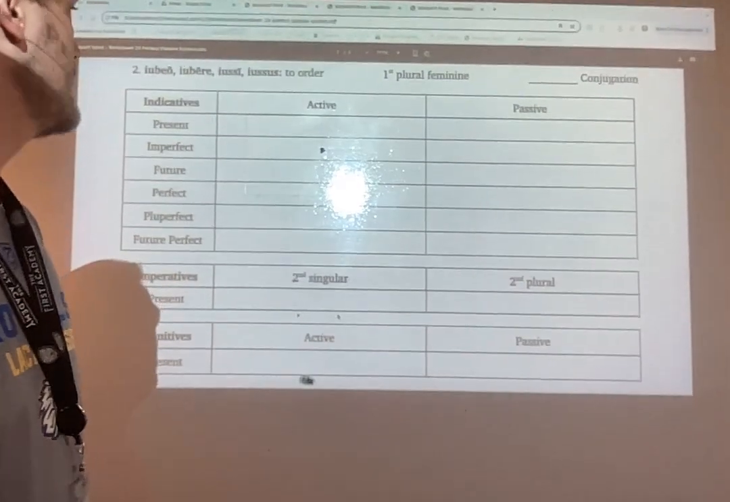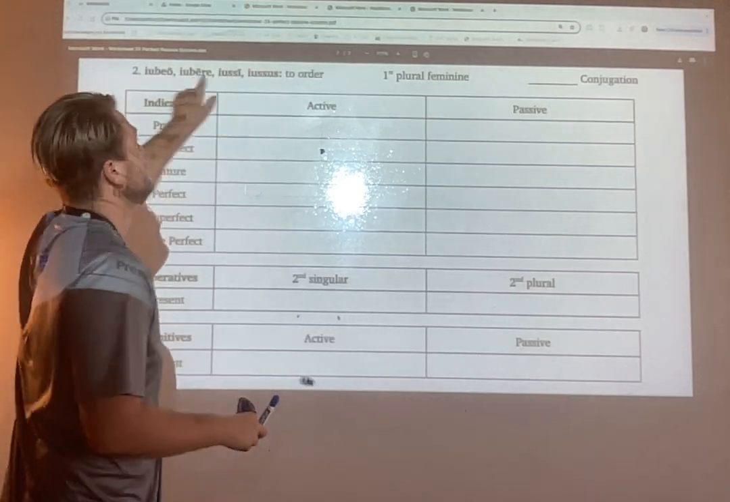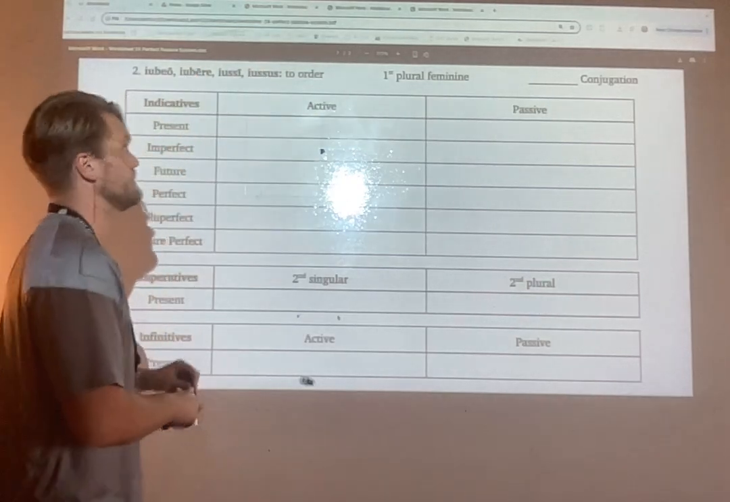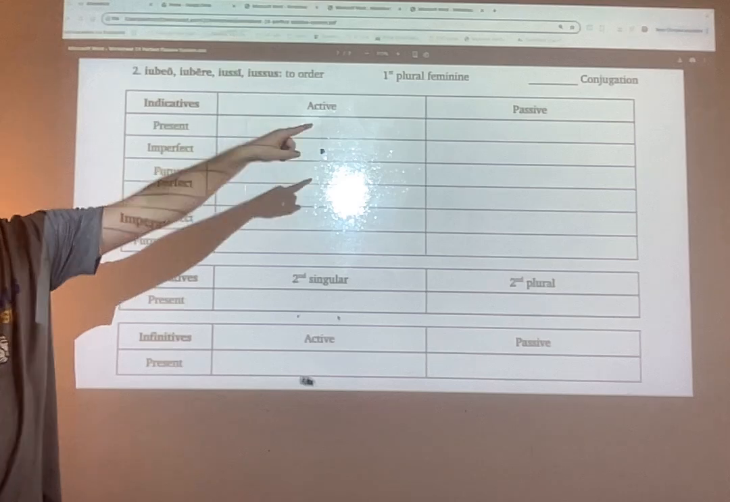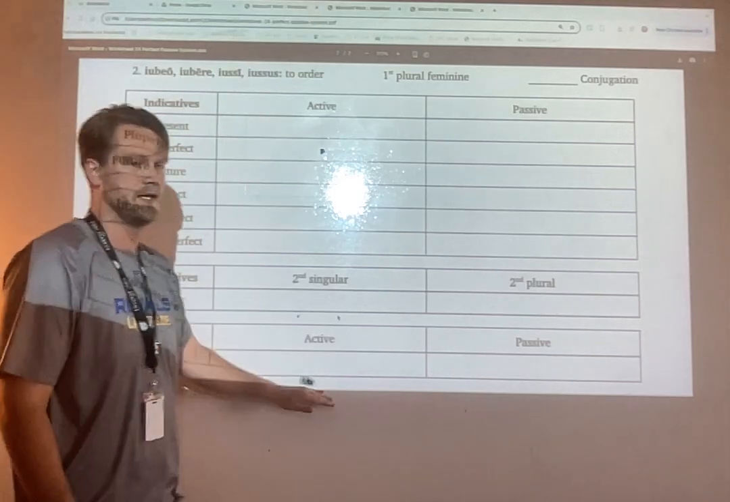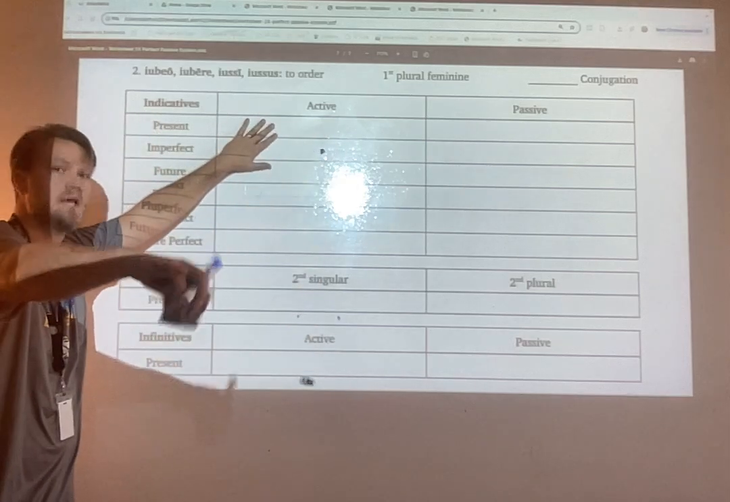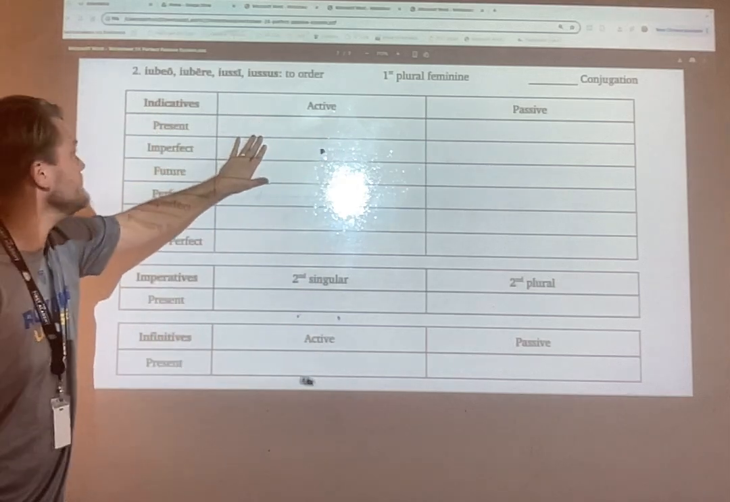All right, so iubeo, you guys have had. Iubeo, iubere, iussi, iussus. So iubere is second conjugation, and I wanted it in the first plural feminine. So here are your answers. You guys can check your work, or you can pause it, do this really quick, and then watch this and see if you got the answers right. Okay, so pause, and now watch. Okay, so here we go.